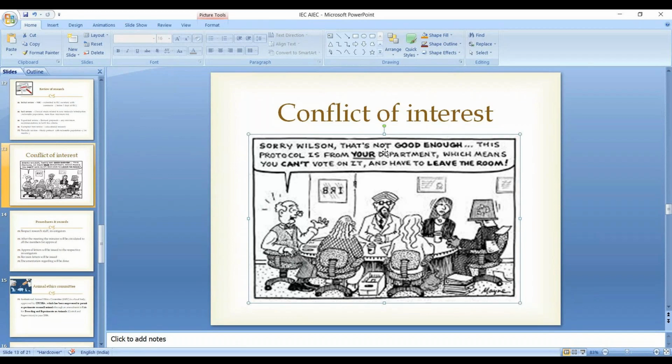That will be declared with that member, that this is my relative or he is in this kind of relationship, with this protocol. And he is not supposed to vote also. And to see who voted against it, he has not to be there in the room. He has to leave the conference and whatever the meeting area is, he has to leave that meeting. Okay, it is that much important, conflict of interest.